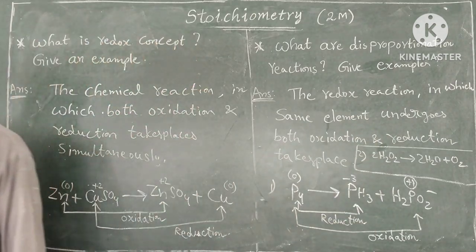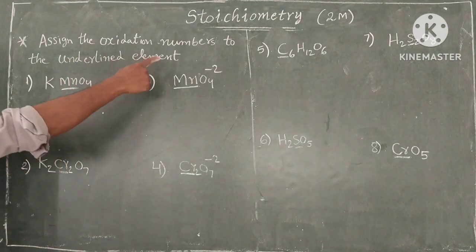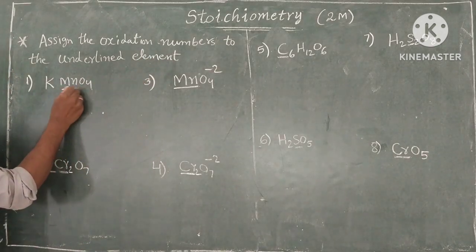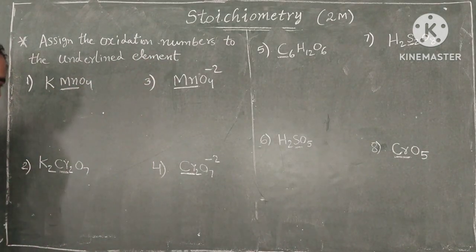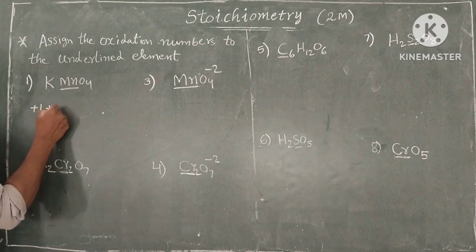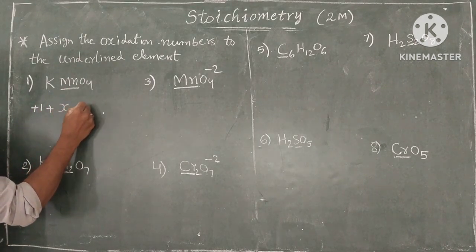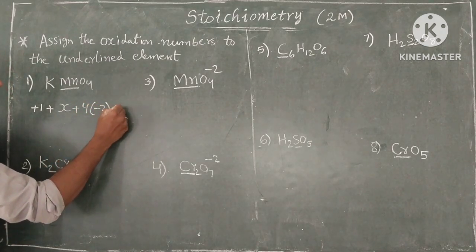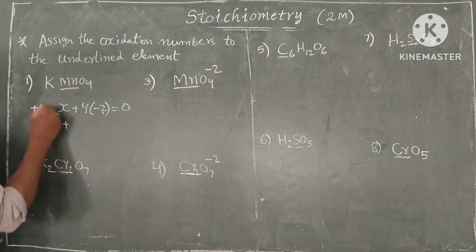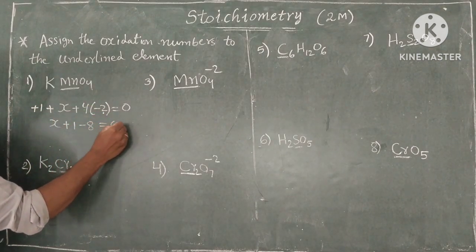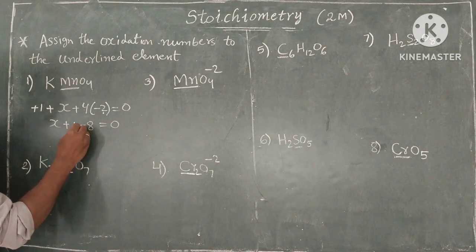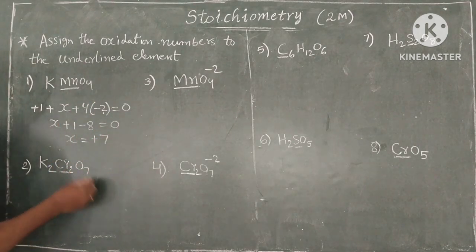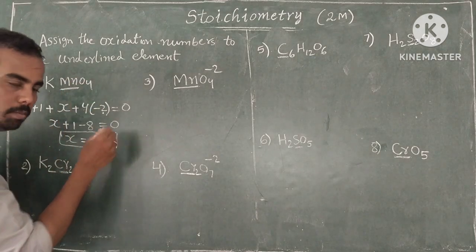Okay, not this one. Assign the oxidation numbers to the underlined element. Here the underlined element is manganese, in KMnO4. Potassium is a first group A element: sodium, potassium, rubidium, cesium always have oxidation state plus 1. So potassium plus 1 plus manganese X plus 4 oxygens, each always minus 2 in oxides, equals 0. X plus 1 minus 8 equals 0, so X is minus 1 plus 8, so X is plus 7. Manganese oxidation state is plus 7 in KMnO4.